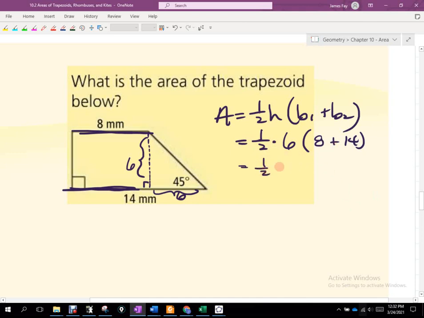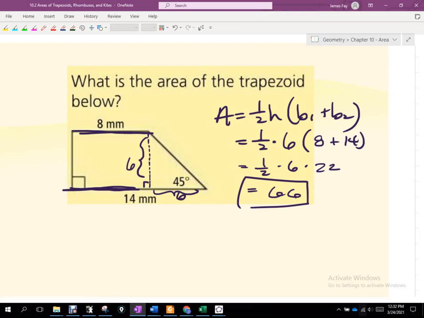So I got 1/2 times 6 times, then this is going to turn into, what, 22? So that's going to be 66. And it'll be square millimeters, right? All right. So this makes sense, areas of trapezoids?